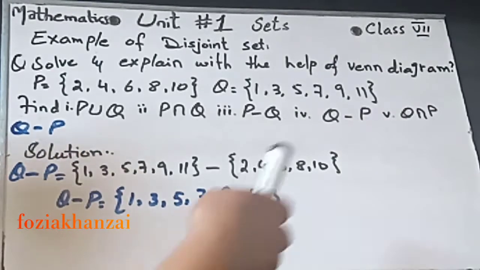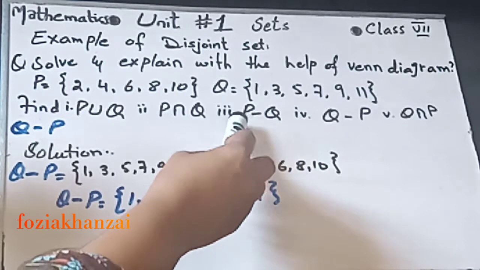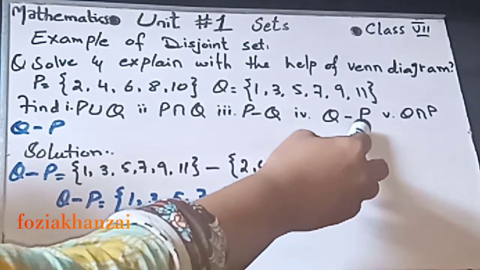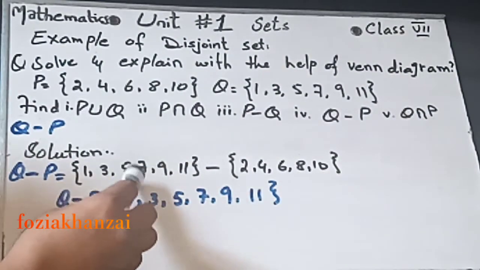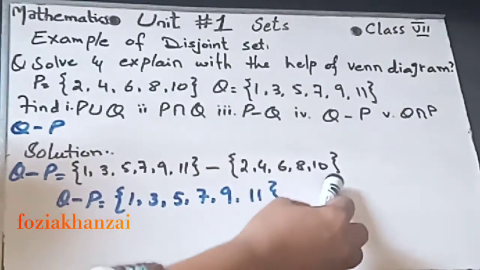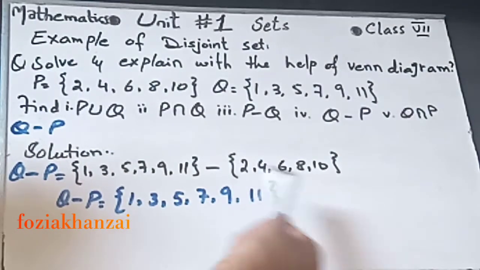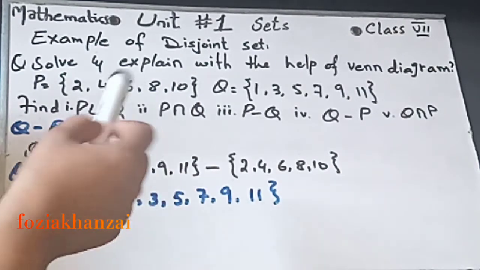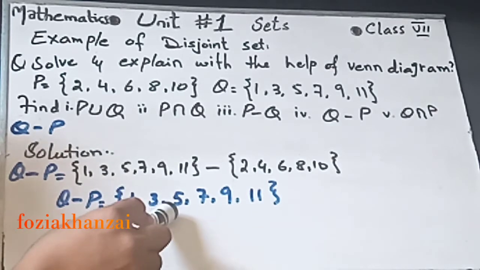The next part, the fourth one, Q difference P. Okay, the third one is P difference Q, the fourth one is Q difference P. So first write down all elements which belong to set Q. First we write set Q, then we write set P. Okay, same method, cut the same element, but there is no common element, so no need to cut it.